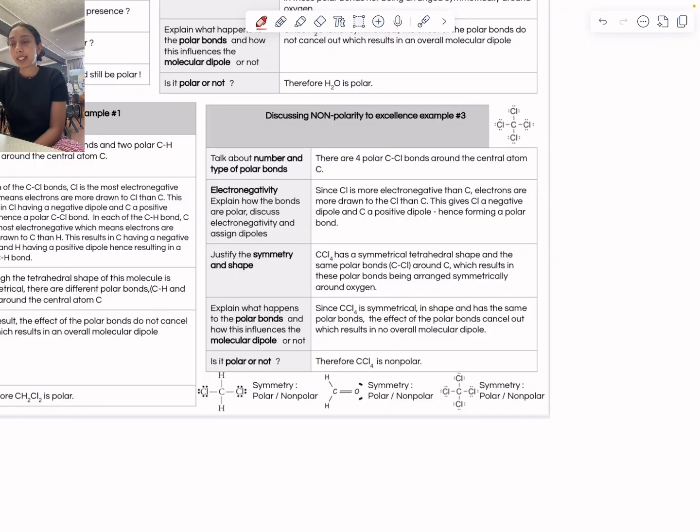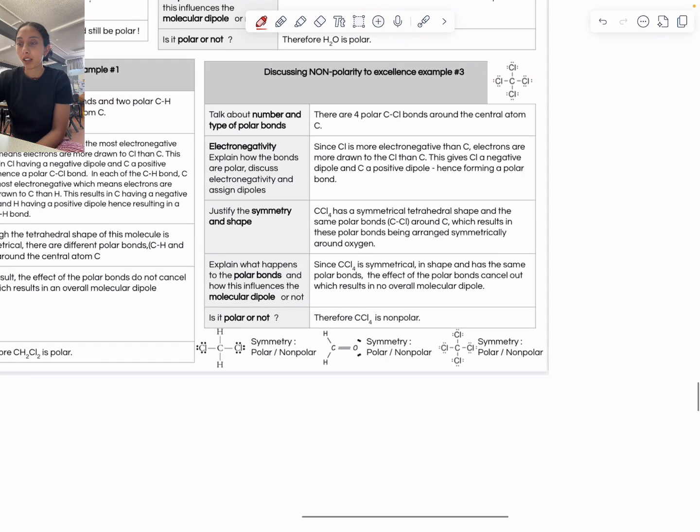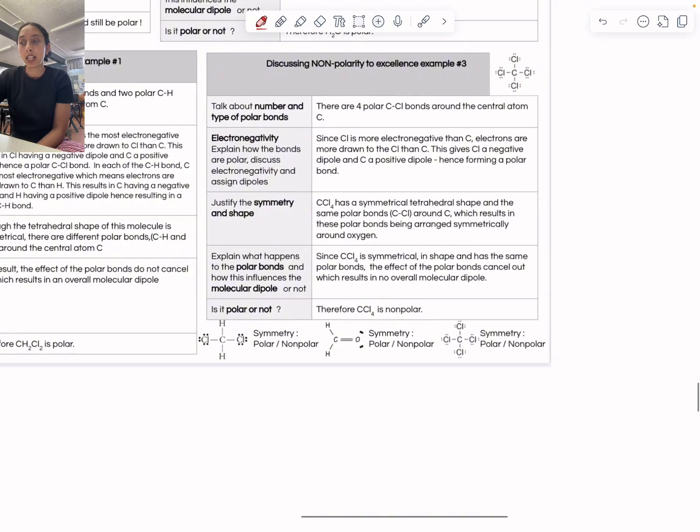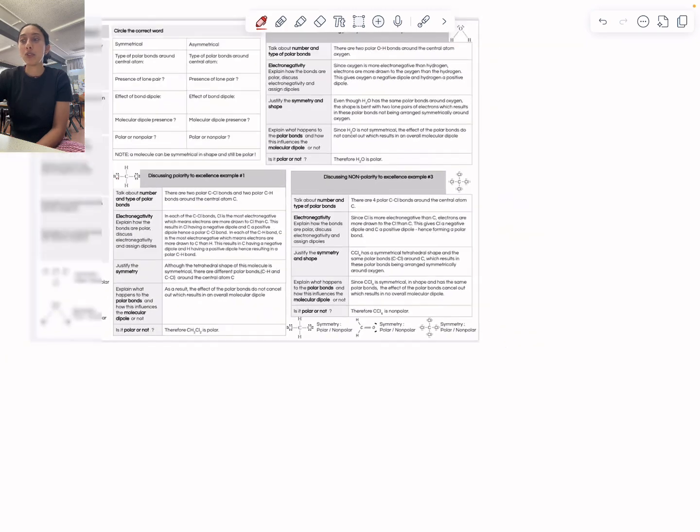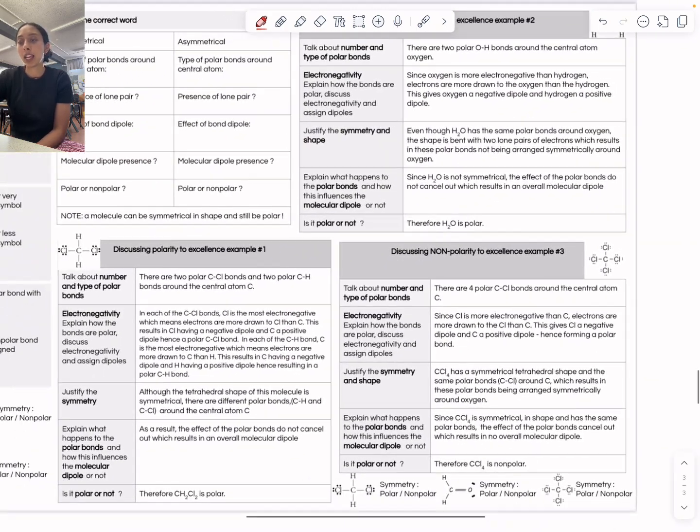Justify the symmetry. CCl4 has a symmetrical tetrahedral shape and the same polar bonds around C, which results in these polar bonds being arranged symmetrically around the central atom. Explain what happens to the polar bonds and how it influences the molecular dipole or not. Since this molecule is symmetrical in shape and has same polar bonds, the effect of the polar bonds cancel out, which results in no overall molecular dipole. Therefore, CCl4 is nonpolar.